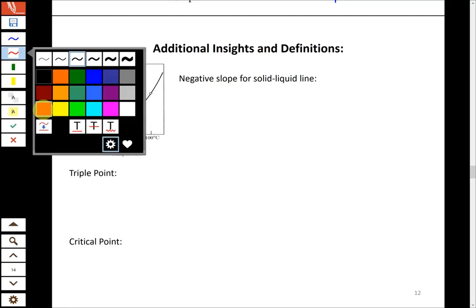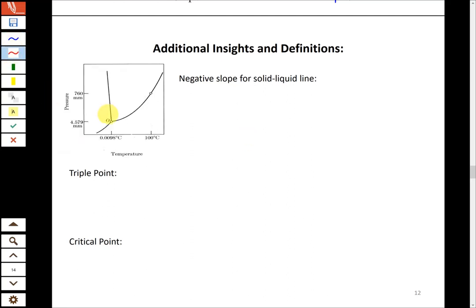If we're at this point in the diagram, which is solid right now, this is solid, liquid, and gas. It'd be easier with a more exaggerated slope, but if we're at this point and we raise the pressure up, eventually we're going to cross the solid liquid line and be back into the liquid region. So basically in this substance, when we raise the pressure at a constant temperature, we can convert it from a solid to a liquid. Now what does that tell us?